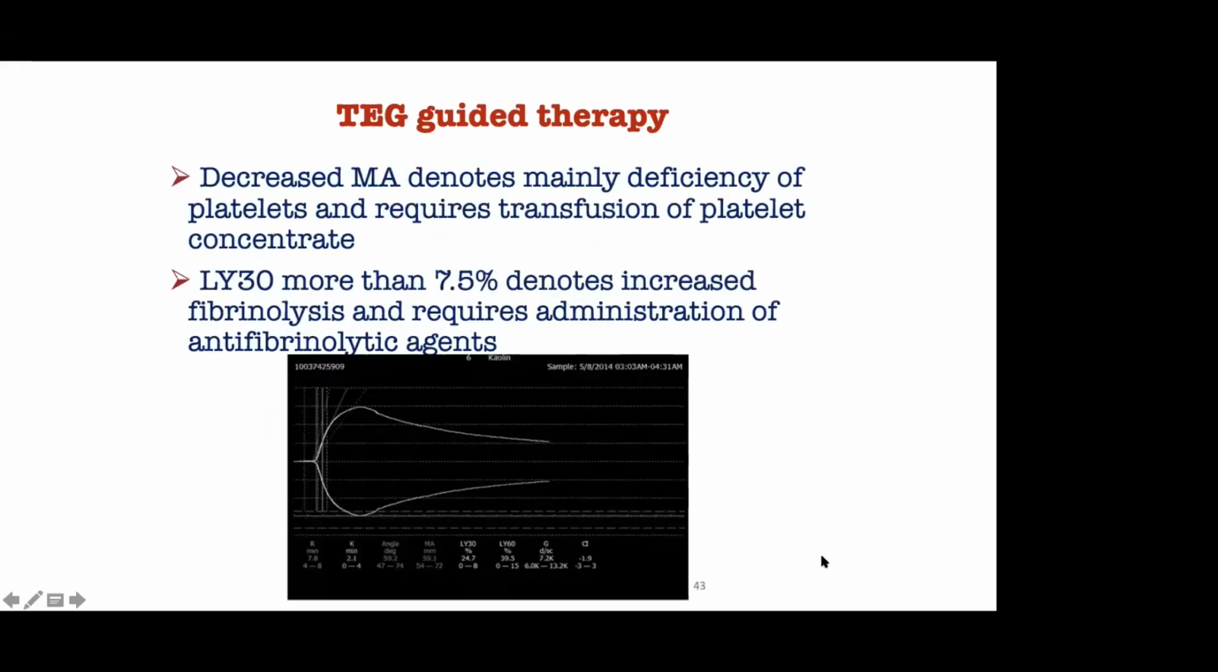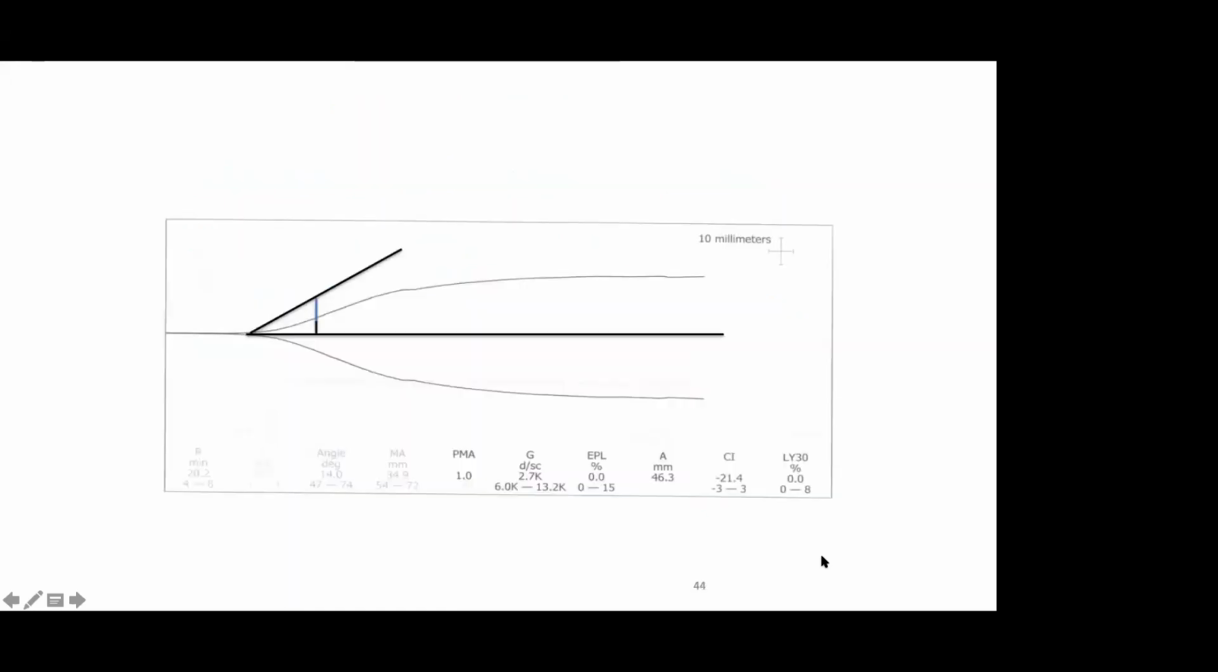A decreased MA denotes mainly a deficiency of platelets and requires transfusion of platelet concentrate. LY30 more than 7.5% denotes increased fibrinolysis and requires administration of an antifibrinolytic agent. In this trace, we can see that lysis is 39.5%. So this patient requires an antifibrinolytic, aprotinin or whichever drug, tranexamic acid if we want to use it, we can transfuse in such a patient. Here is another trace.